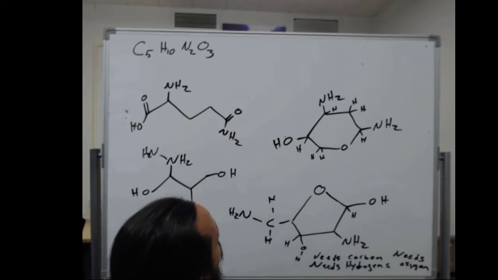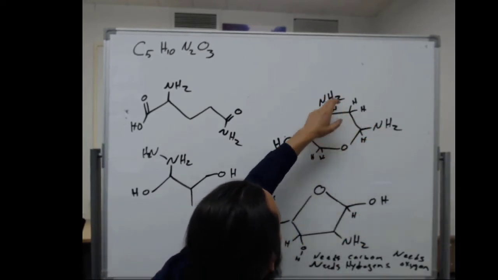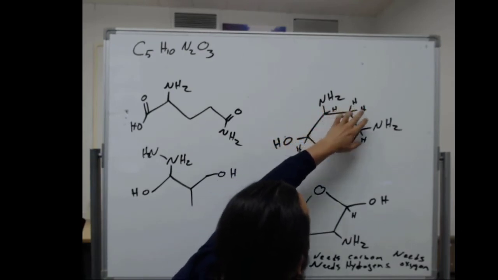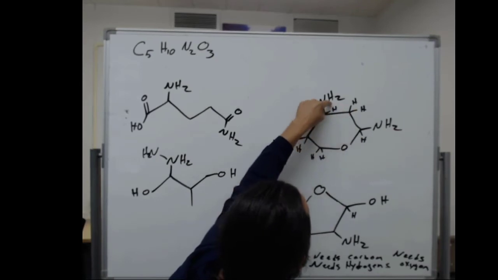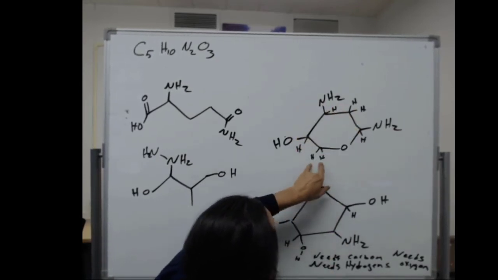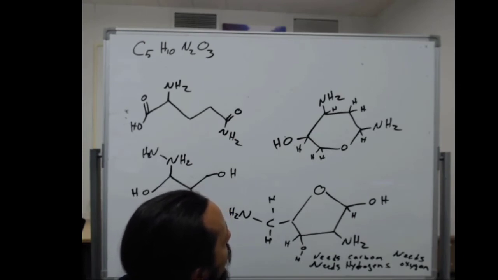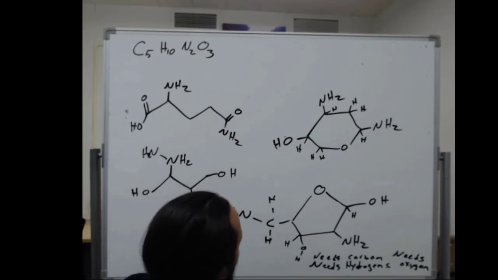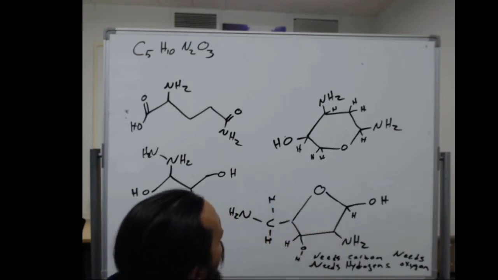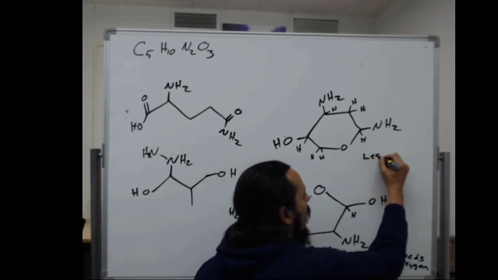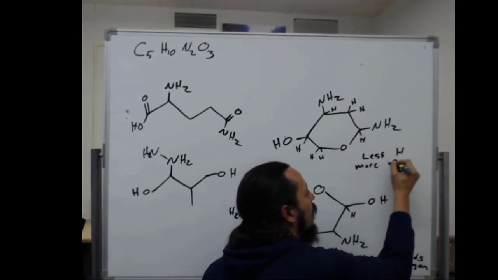Coming up to this one, nitrogens, we've got our 2 nitrogens. We've got 2, 4, 6. Whoa, we've got a lot of hydrogens. I think we've got too many hydrogens. 2, 4, 6, 8, 10, 12. We've got 12 hydrogens and not enough oxygens. So what I'm going to do, I need less hydrogen, more oxygen.